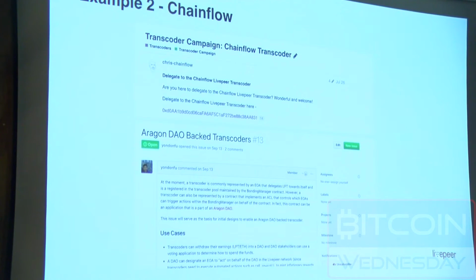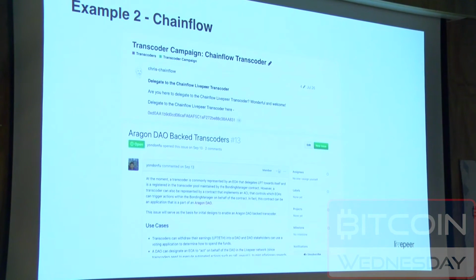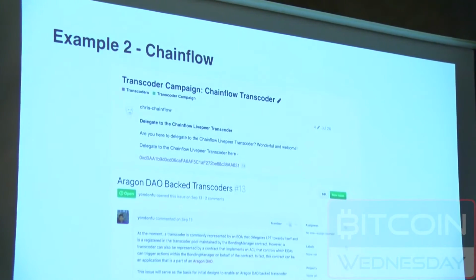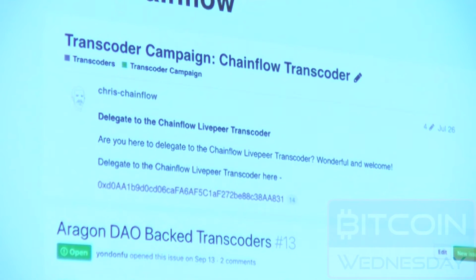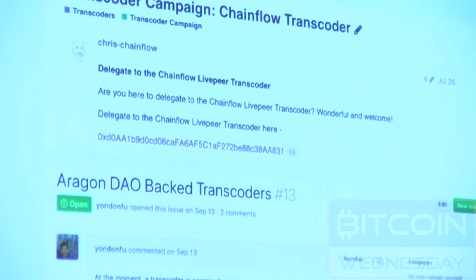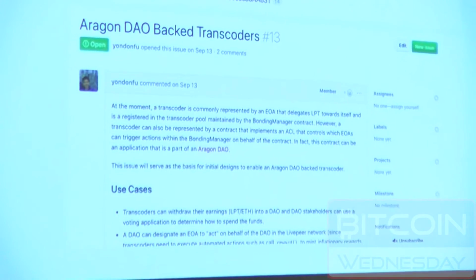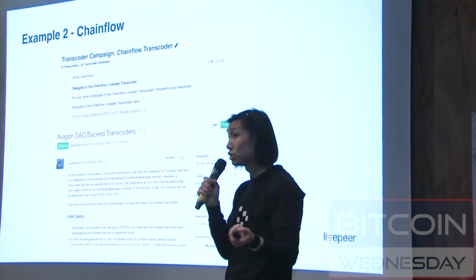Another interesting example is Chainflow. Chainflow is a project operated by the Aragon team. And Aragon is a decentralized autonomous organization project focused on creating DAOs, right? And this team is doing a research project on creating a DAO-based transcoder. So instead of one person operating a transcoding node, it's the entire DAO that's operating a transcoding node. And of course, this is a really cool idea and a really important project in our ecosystem, because we want Livepeer to be more and more decentralized, as decentralized as possible.